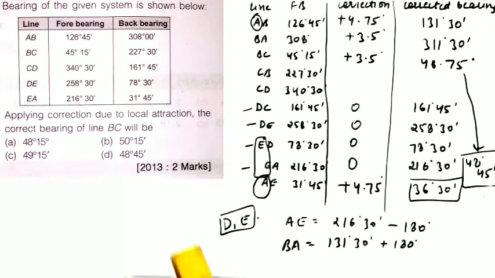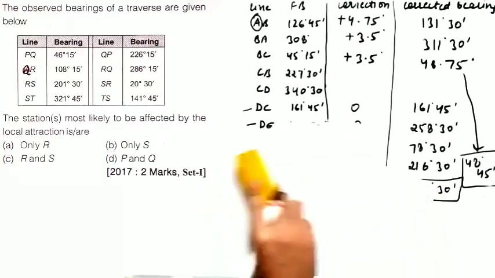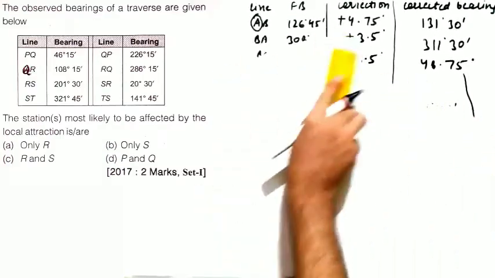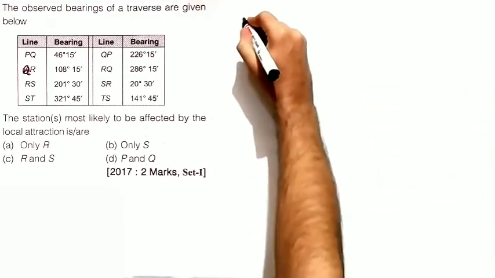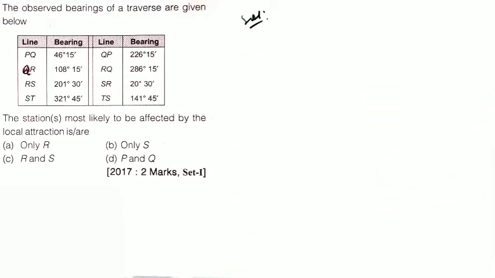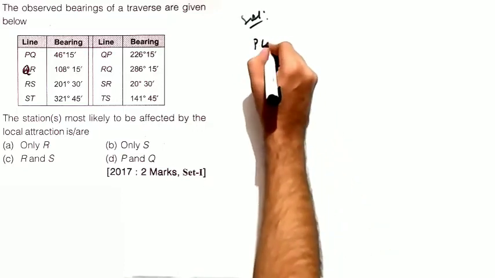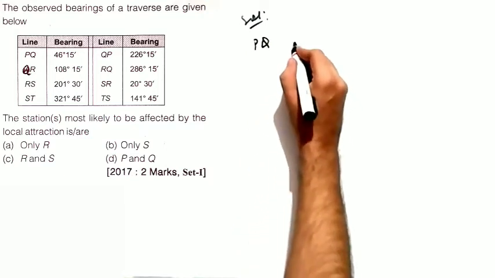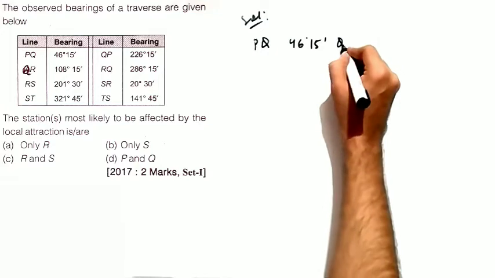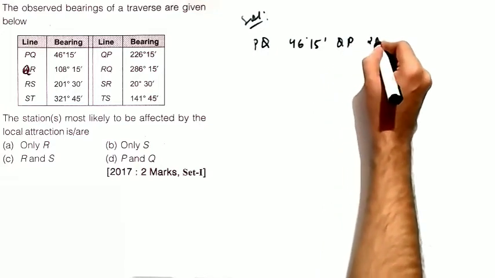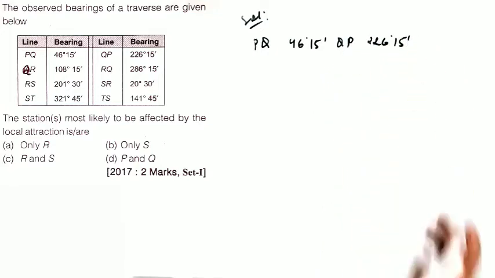Now let us move to the next and the last question of this, and that question is also related to local attraction. That question is asking you to determine which of the stations have local attraction and which stations do not have local attraction. So let us first make the table. PQ has 46 degree and 15 minutes. QP has the reading of 226 degree and 15 minutes.